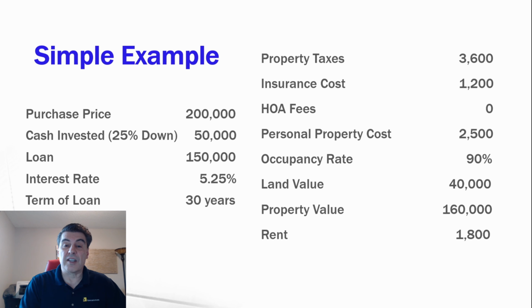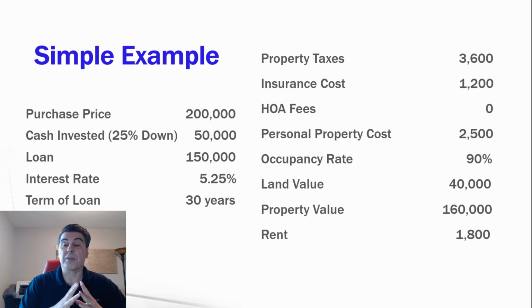Next, I'm going to give a simple example, and we're going to start with the purchase price of $200,000, then work for the cash invested, 25% down, trying to keep these numbers simple. Then you're going to look at the loan value of $150,000, interest rate of 5.25 with a term of 30 years. Property taxes on this are $3,600, insurance is $1,200. In this case, we're not doing any HOA fees.